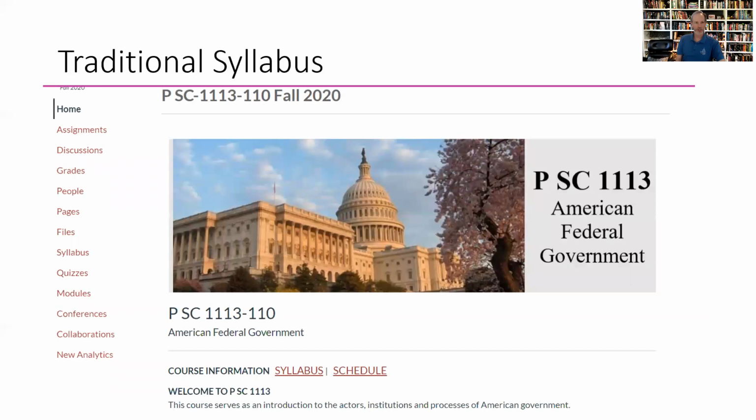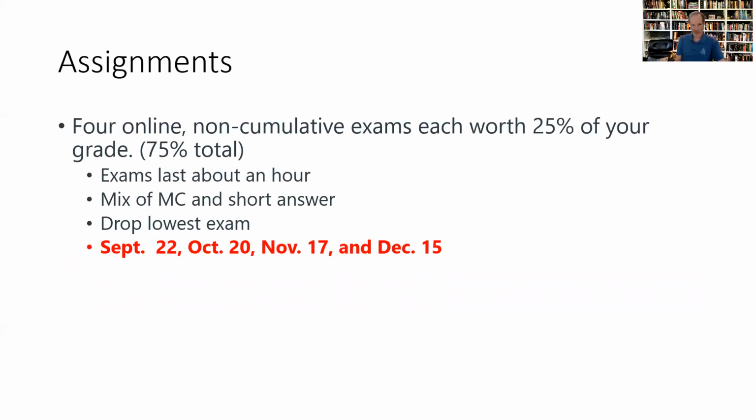Okay, so some traditional syllabus things, you would get to that right there. So assignments, and I've said this a few times already: 4 online non-cumulative exams, each worth 25% of your grade, which you can drop the lowest one, right? That's how you get 75%. Exams will last about an hour, and I'll give you a window that's a little longer than an hour to start and finish the exam, but you only have 1 hour to take the test. I realize you might have some other things going on, so I want to give you a window that's larger than an hour, but once you start the test, you get an hour to finish.